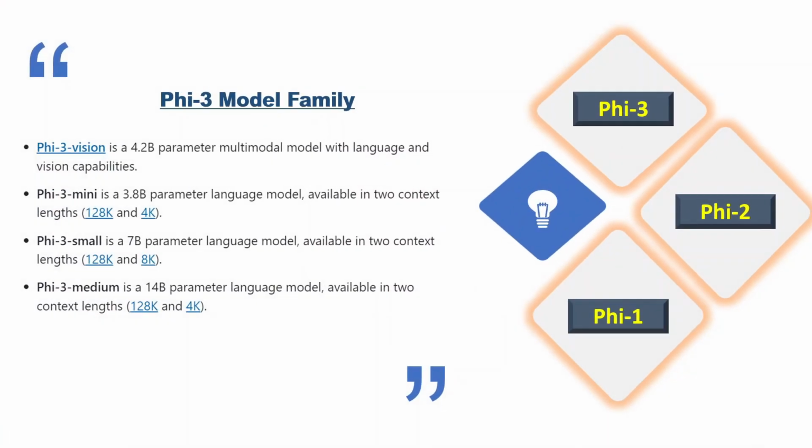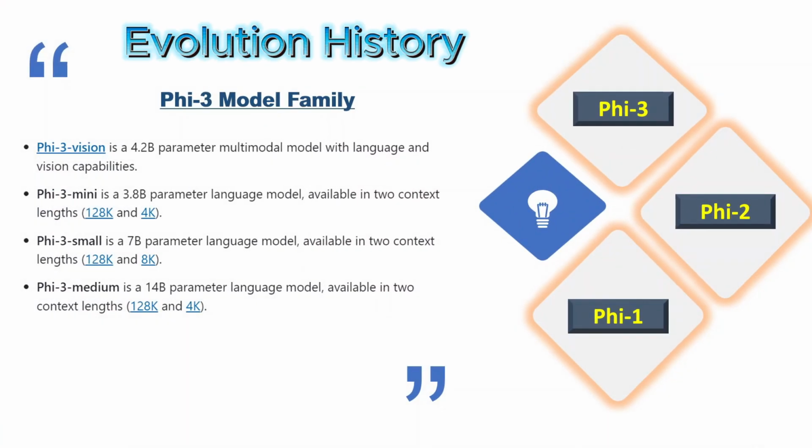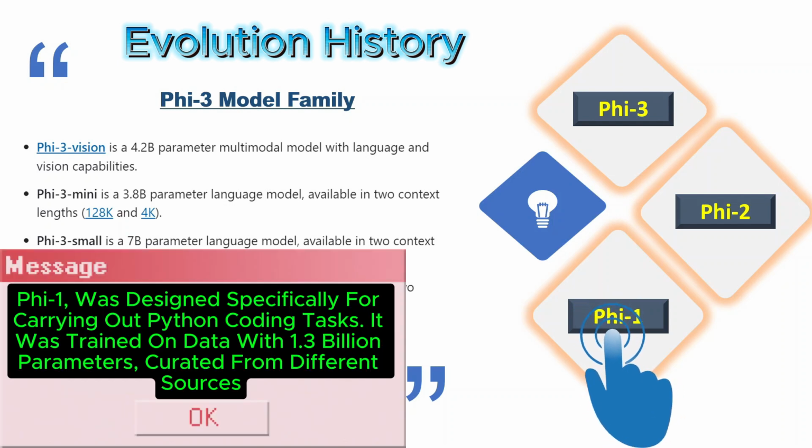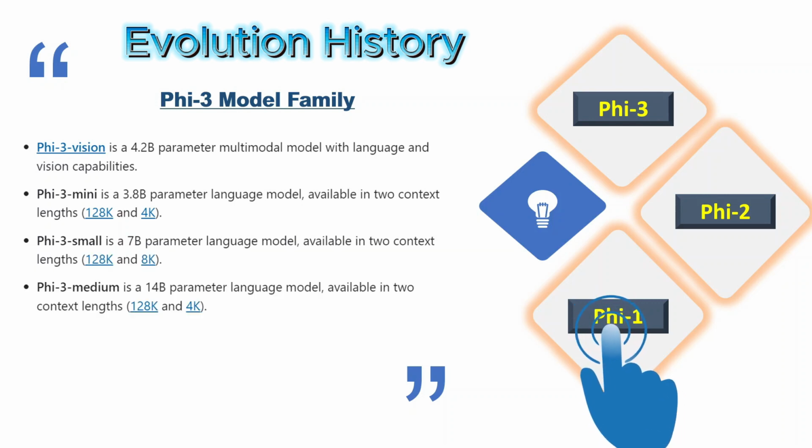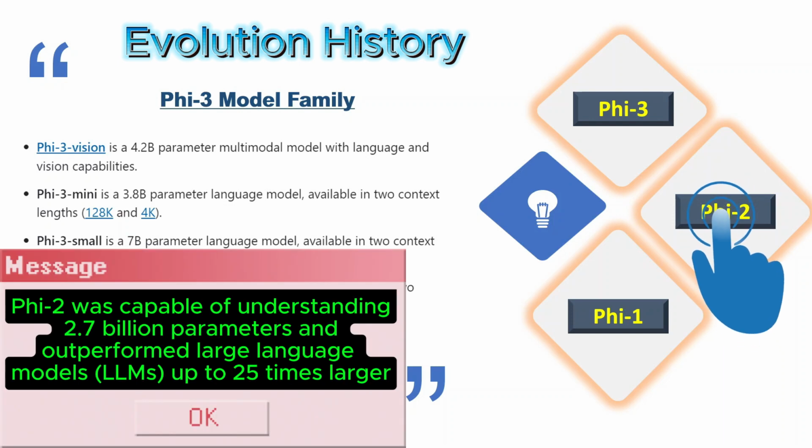Let us also have a quick look through the evolution history of Phi models in the family of language models. Here is a brief timeline. So it started with Phi-1, the first model in the Phi series. Phi-1 was designed specifically for carrying out Python coding tasks. It was trained on data with 1.3 billion parameters curated from different sources. Phi-2 was the next iteration building upon the success of Phi-1. It was capable of understanding 2.7 billion parameters and outperformed large language models up to 25 times larger.